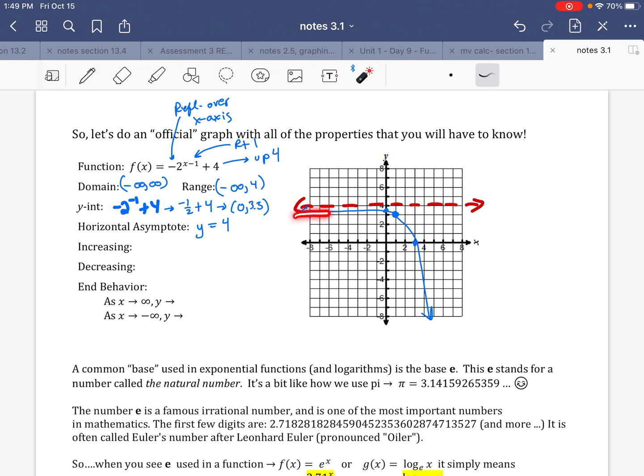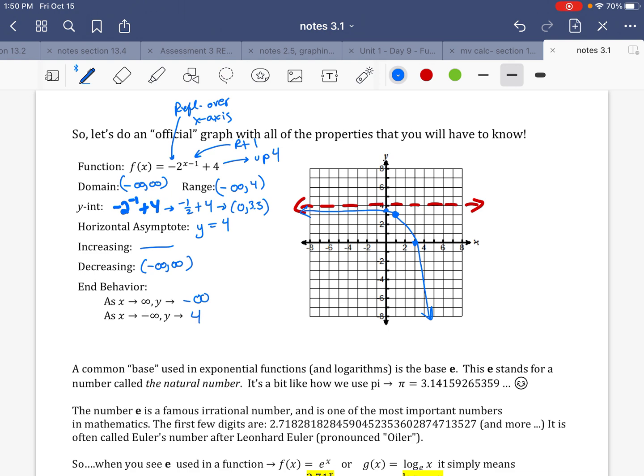Okay, increasing or decreasing? Well, if you watch this thing from the left, it goes down. So that would be decreasing its whole existence. It's going to be decreasing from -infinity to infinity. It doesn't increase at all. And for end behavior, as I follow to the right, it goes to -infinity. As I go to the left, it just comes up to 4. So -infinity, and then 4.